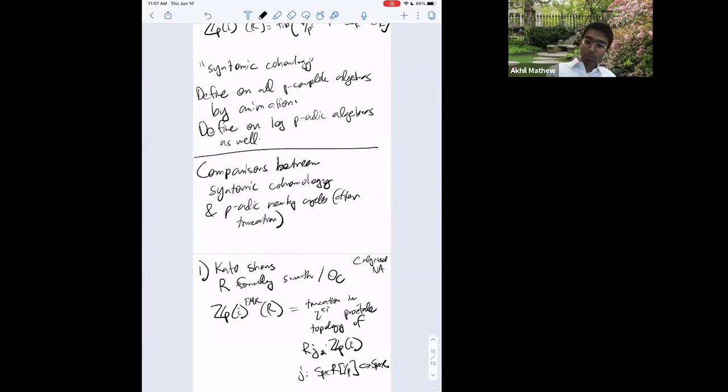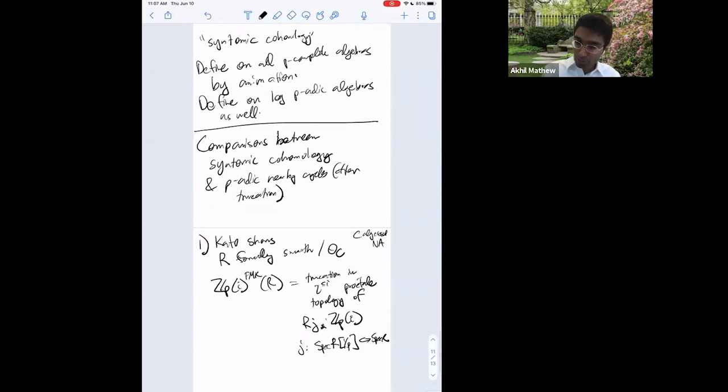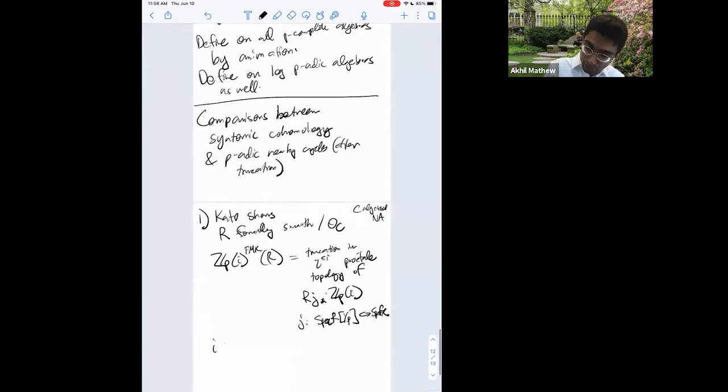So if you take the generic fiber, you have the usual Z_p(i), the Tate twists, in the étale or pro-étale topology. You push that forward to, well, I should say Spec of R mod p, because we're really restricting to the special fiber. And the statement is that it's a truncation in the pro-étale topology of these p-adic nearby cycles. So this is for i less than or equal to p minus 2, we should say. So this is proved by Kato.